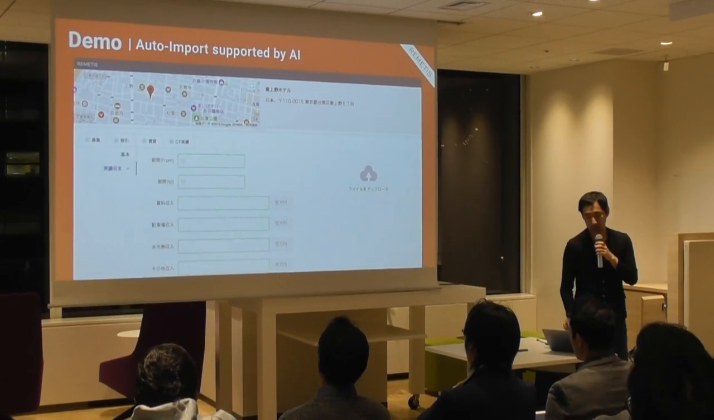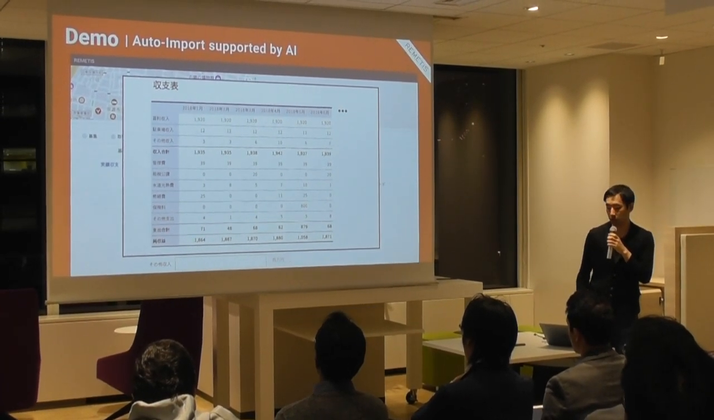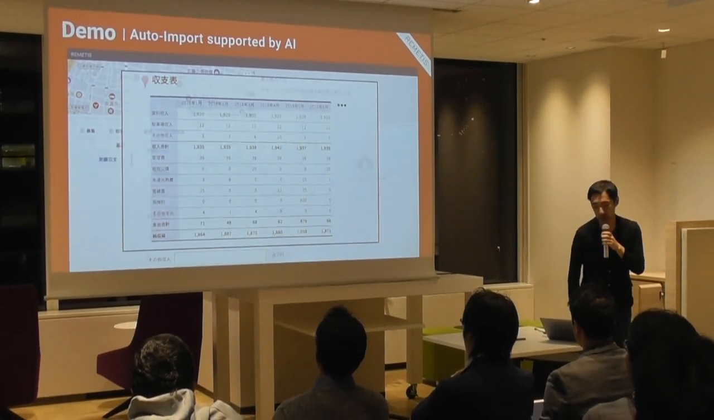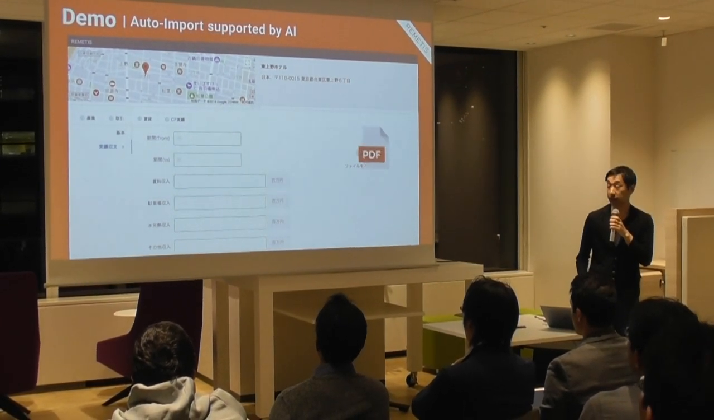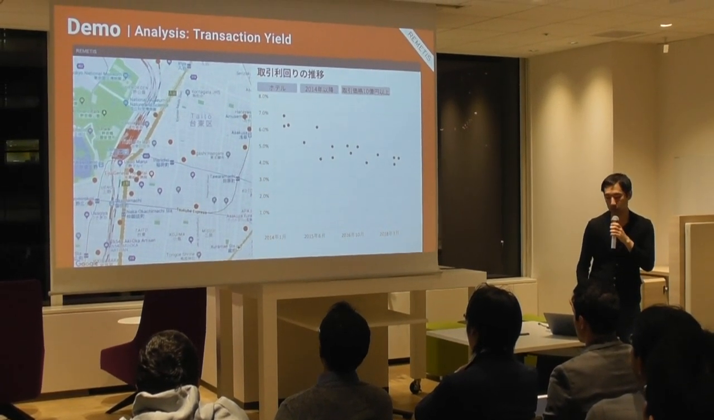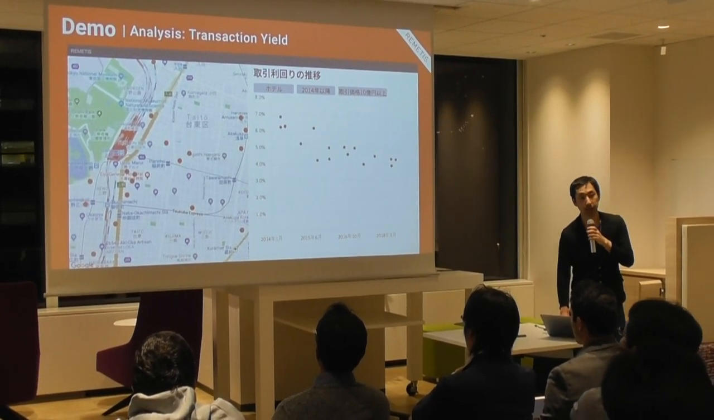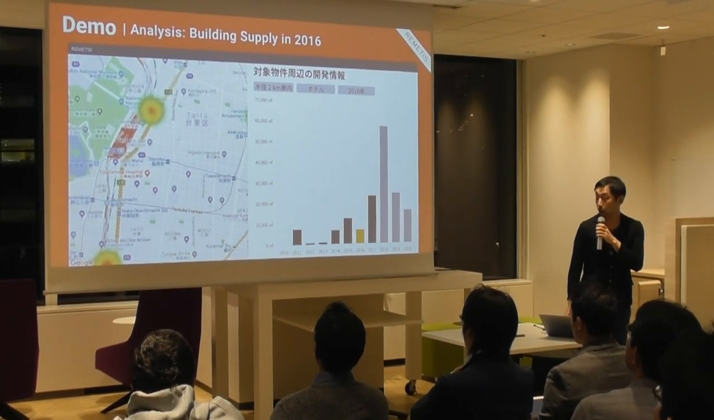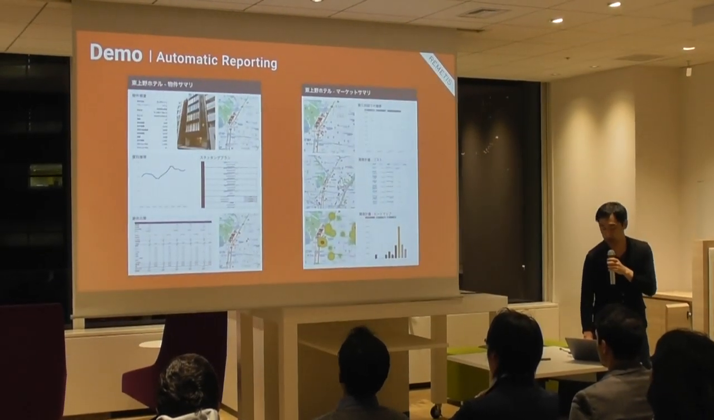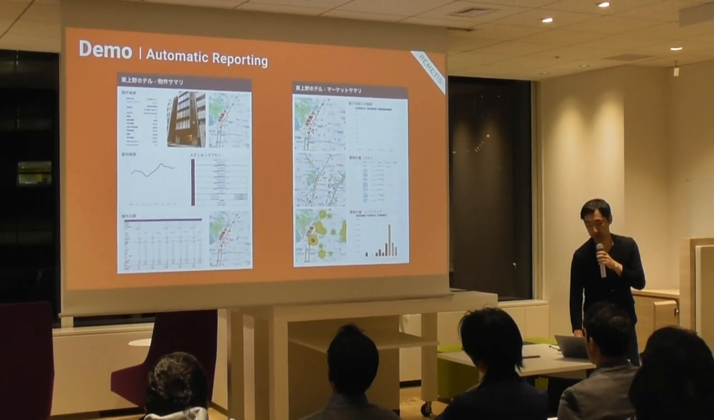Then you can easily import internally available information. Normally, it is very time consuming to input the numbers required for the cash flow table. However, our service can automatically import all required data using AI or OCR technology. You can see the trend of the transaction yield using not only public data but also the internally available data. And you can compare the difference in building supply each year using, for example, a heat map. Finally, reports on a target property and market will be generated automatically.